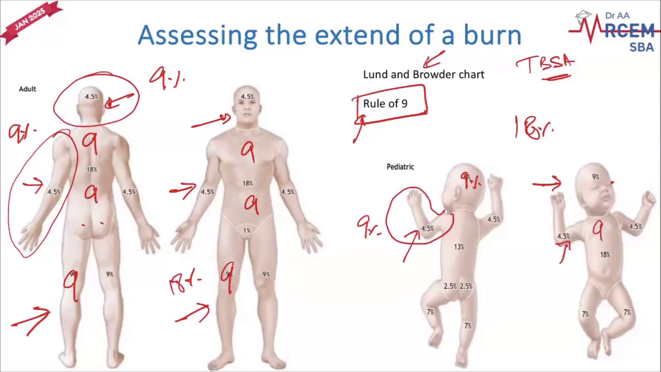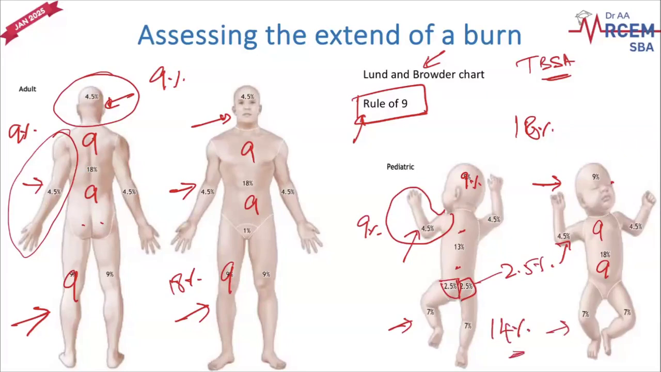Chest is also the same as adult, 9. Abdomen is also the same as an adult, 9. Upper back and lower back is taken as 13, but the buttocks are excluded. Each buttock is taken as 2.5%. Lower limbs are not given 9 plus 9. Here it is anterior and posterior part 7 and 7. So the total will come up to 14%.